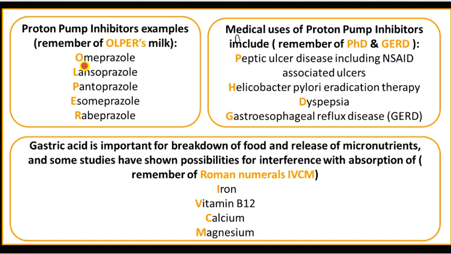We will discuss calcium channel, but before that we need to understand the proton pump inhibitors. All proton pump inhibitors end with the word prazole. For example, we need to understand importantly omeprazole and pantoprazole. These two we need to remember at least. Medical uses of proton pump inhibitors include peptic ulcer disease, including NSAID associated ulcer.